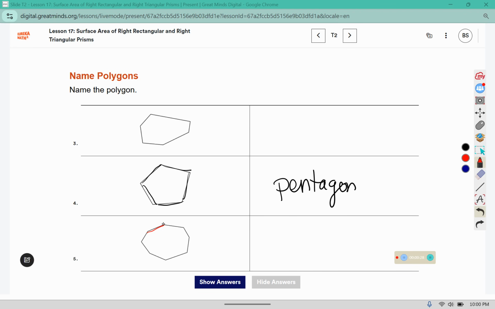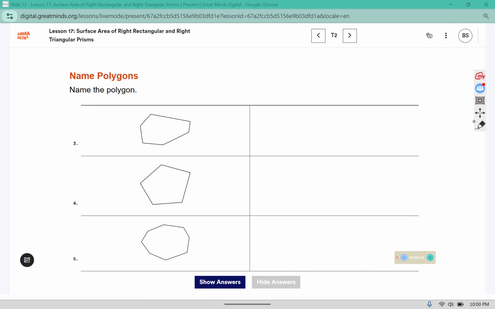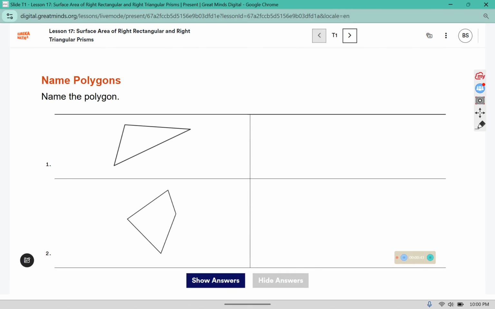And this one has 1, 2, 3, 4, 5, 6, 7, 8. Think about what prefix we use for 8 sides. Again, make sure you complete these as well as the 2 on the first slide.